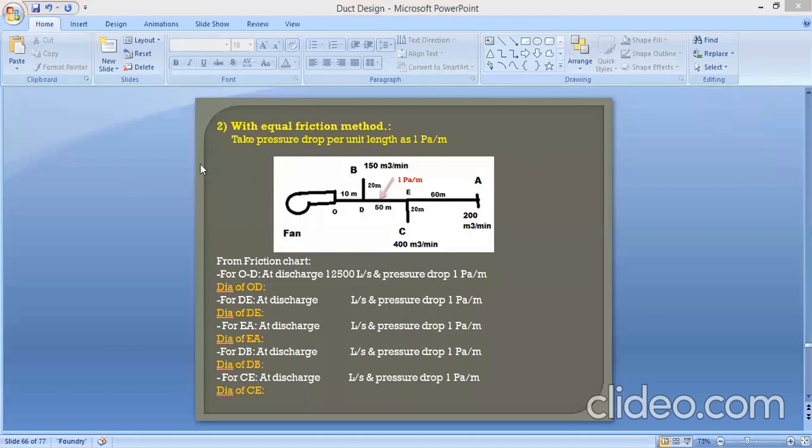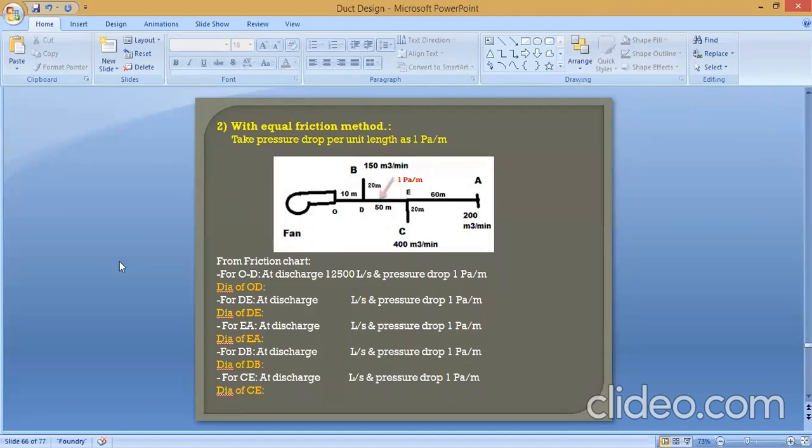So next is the same numerical with the equal friction method. For that you have to take pressure drop per unit length as 1 Pascal per meter. So pressure drop per unit length is now fixed, which is 1 Pascal per meter. Clear? From the friction chart again, you require two parameters. Discharge is already with us for each and every duct, and second, pressure drop is now fixed.